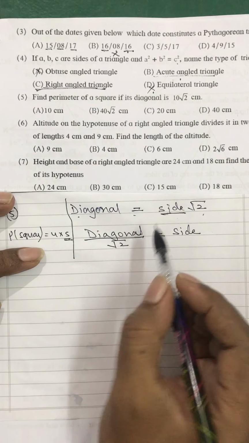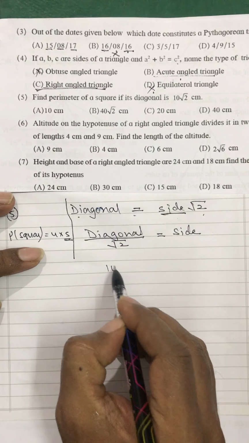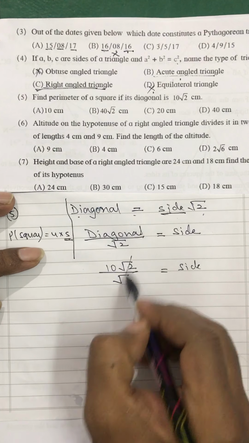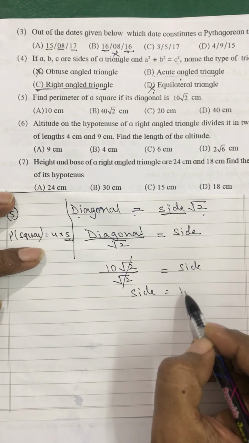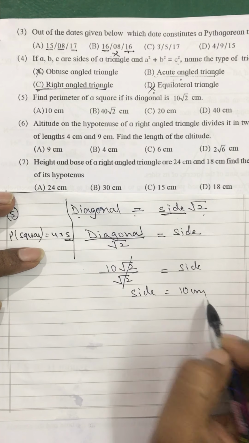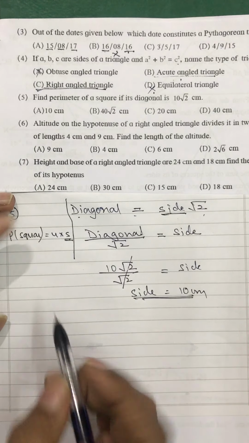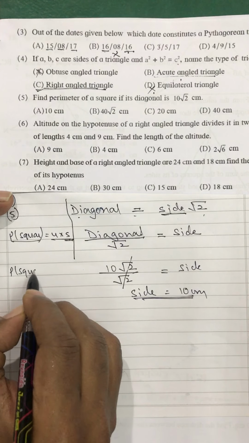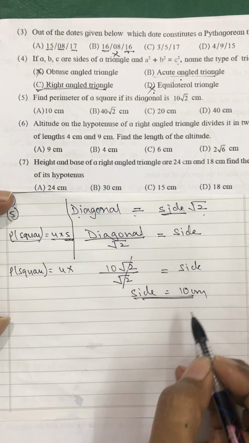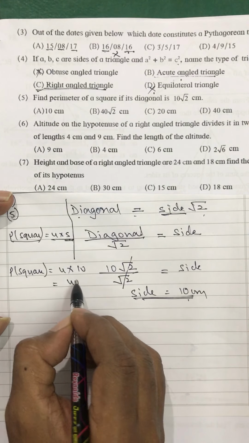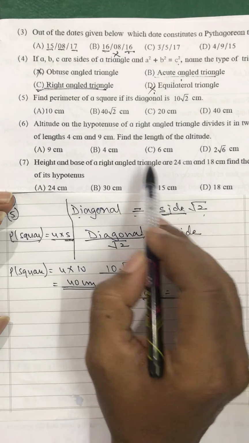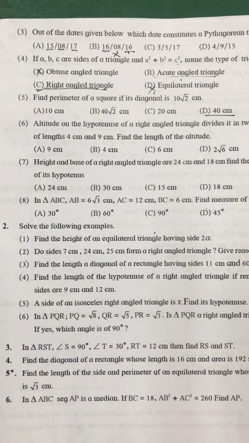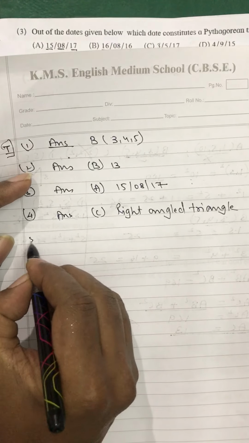So diagonal will be 10 root 2. In place of diagonal, I will write 10 root 2 upon root 2 is equal to side. So root 2 is gone, so I will get side is equal to 10 centimeter. Now side I have got, it is 10 centimeter. Perimeter of a square is 4 into side. Therefore perimeter of square will be 4 into 10, that is 40 centimeter. Is it there in the options? Yes, 40 centimeter. So the answer will be D, 40 centimeter. Fine. So question number 5.